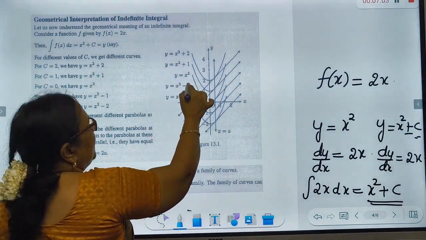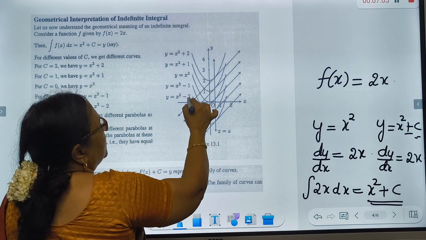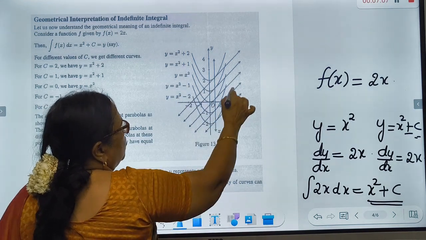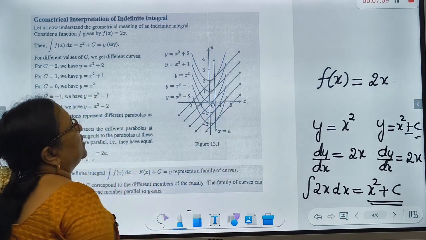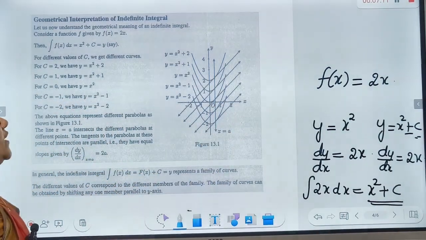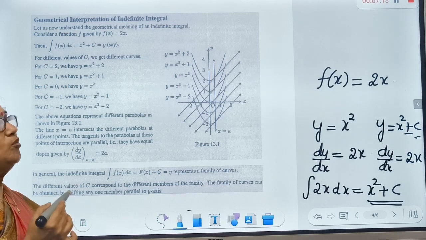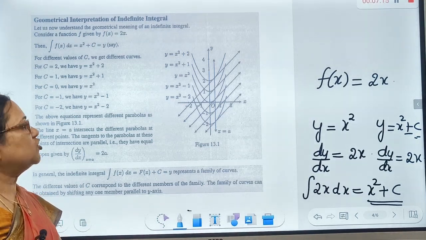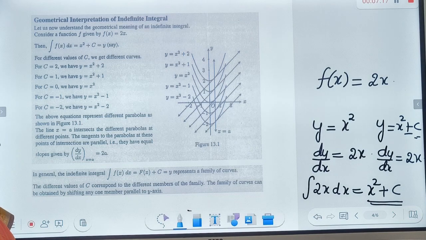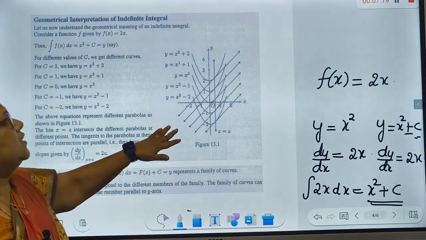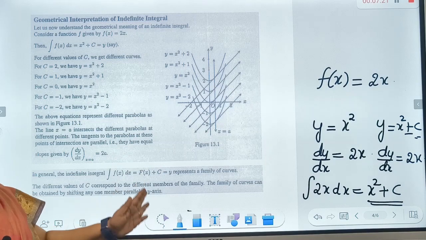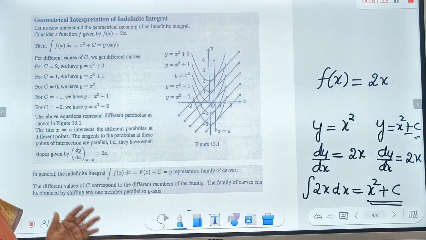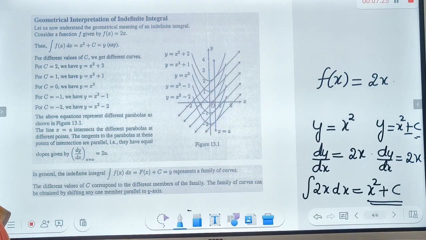And then you have c varying from minus 1 and minus 2. Minus 1 is one curve, minus 2 is another curve. So you have y equal to x square, y equal to x square plus 1, y equal to x square plus 2, y equal to x square minus 1, y equal to x square minus 2. For all these curves, what is the derivative? The derivative is 2x.